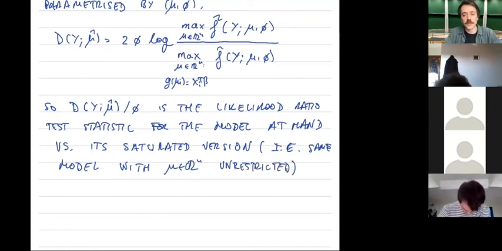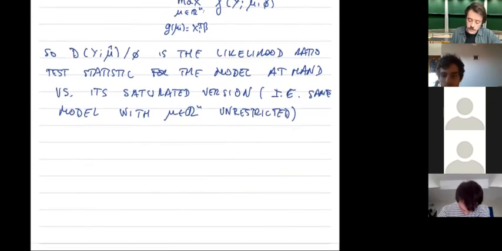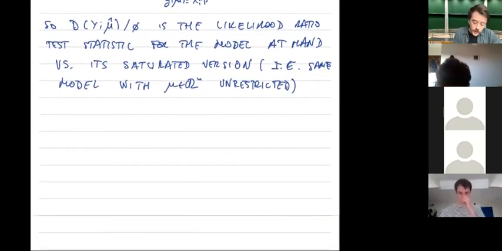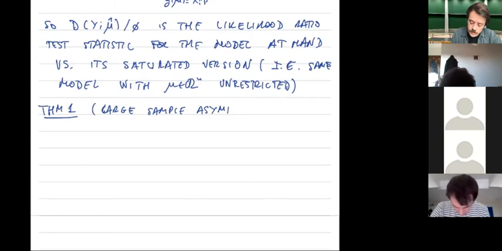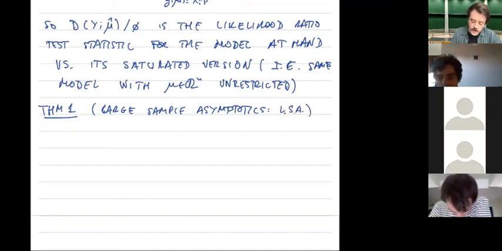So this is very related to the quantity that appears in Wilks' theorem. Okay, so we have 5 minutes. Let's see if we can state the theorems. So Theorem One. We're going to call this large sample asymptotics, which is the usual asymptotics, as the sample size grows, and we may shorten this as LSA.